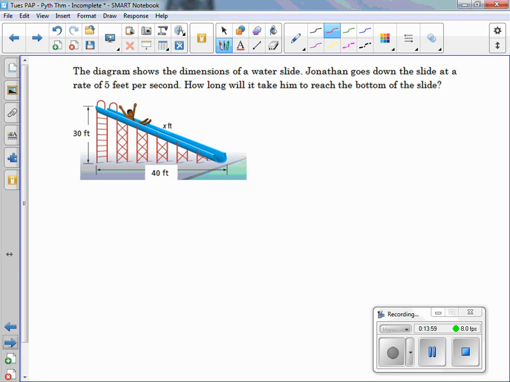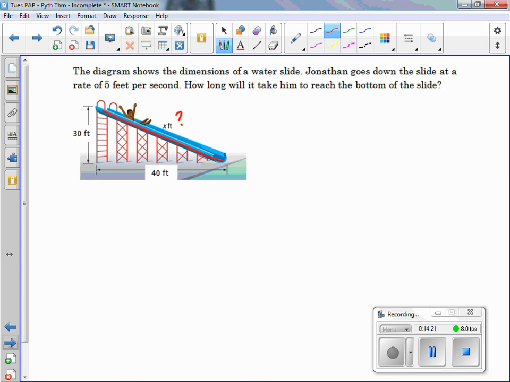The diagram shows the dimensions of a water slide. So here's your water slide. Donovan goes down the slide at a rate of 5 feet per second. How long will it take him to reach the bottom of the slide? Okay, so we're looking for how long it's going to take him, but before we can figure that out, we need to know how long that is, which involves a right triangle.